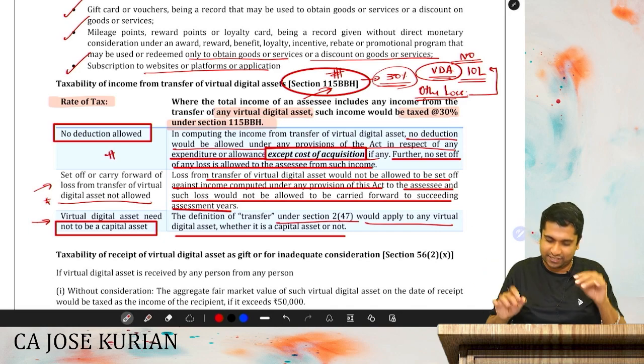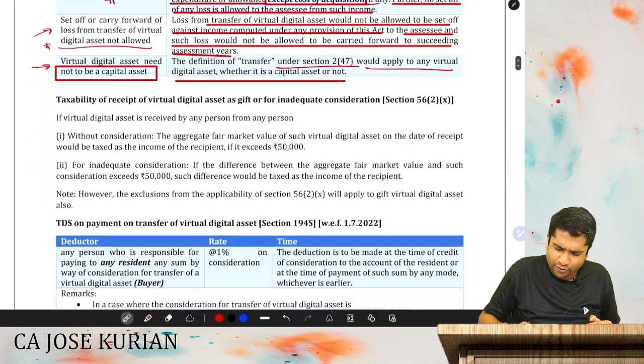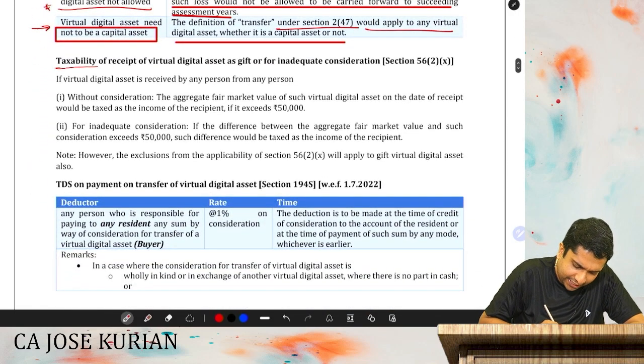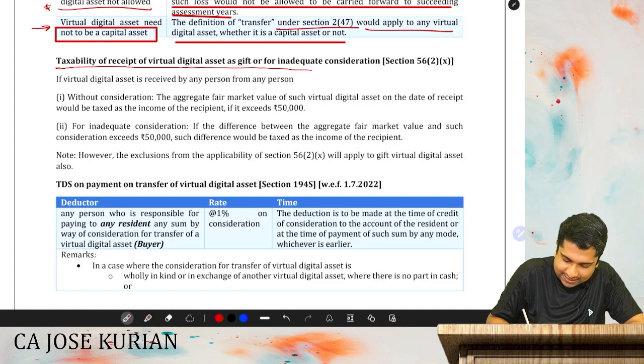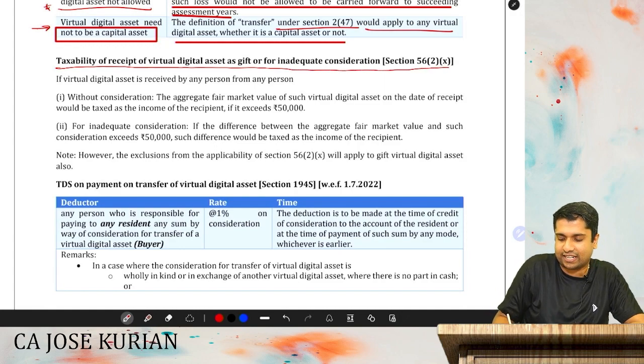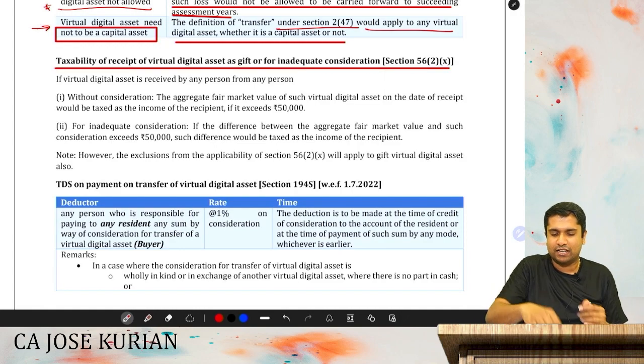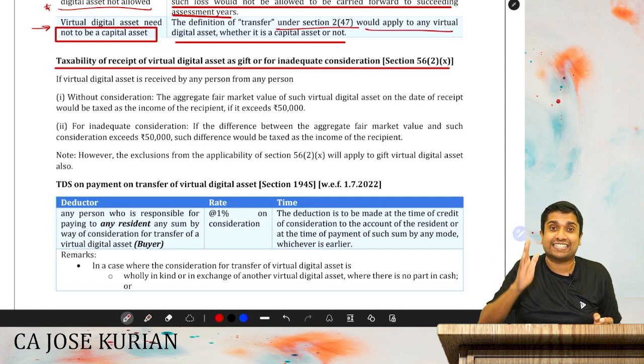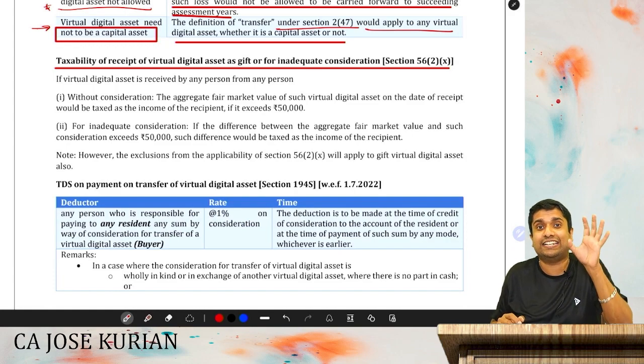I hope these points are clear. Now, moving on to the next area, that is taxability of receipt of virtual digital asset as a gift for inadequate consideration. Say for example, I'm getting a virtual digital asset as a gift. All right. Now, what is the impact when I'm getting a virtual digital asset as a gift?